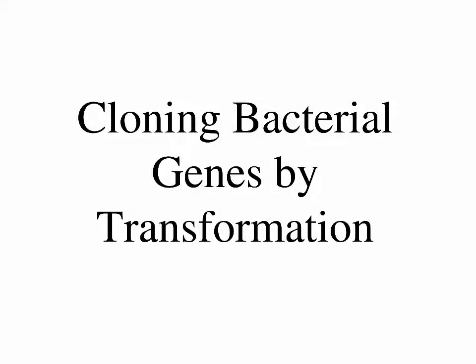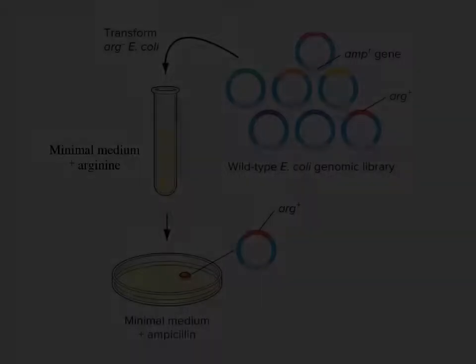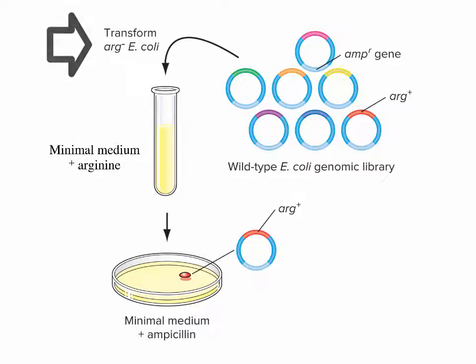One of the most powerful techniques in bacterial genetics is the ability to identify genes by transforming bacteria with bacterial genomic libraries. All you need is a strain with a mutant phenotype due to a mutation in a single gene. Suppose you have an E. coli strain that is auxotrophic for arginine because it has a loss-of-function mutation in a gene required for arginine biosynthesis. You can clone that gene by transforming a genomic library made from wild-type E. coli into the arginine auxotrophs.